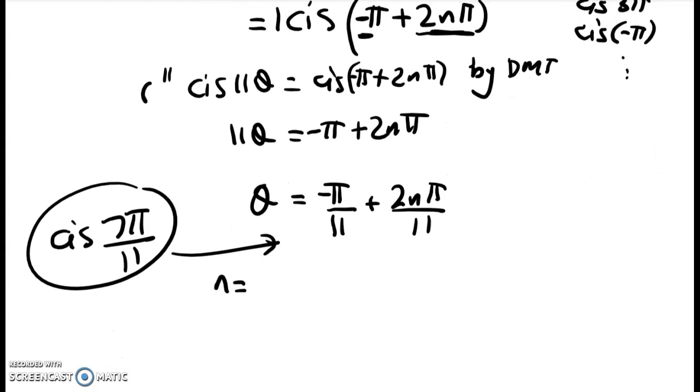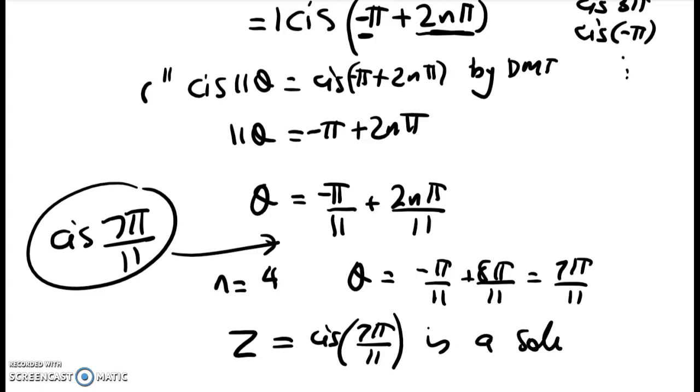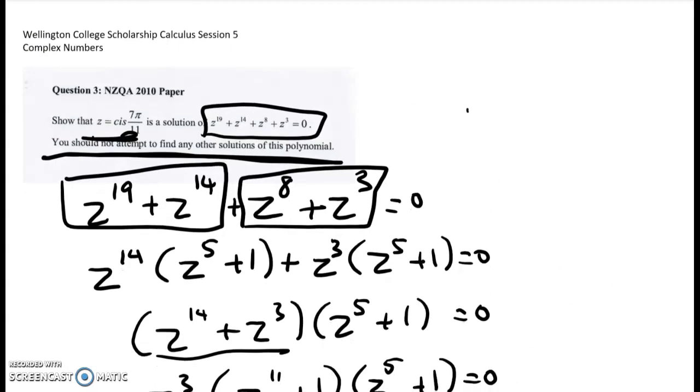Right, now if we've got negative pi on 11 plus 2n pi, when we've got n equals 4, we get theta is equal to negative pi on 11 plus 8 pi on 11, which gives me 7 pi on 11. So we've found that z is equal to 1 cis of 7 pi on 11, a solution of the original thing, which I will go back up now and nicely label start.